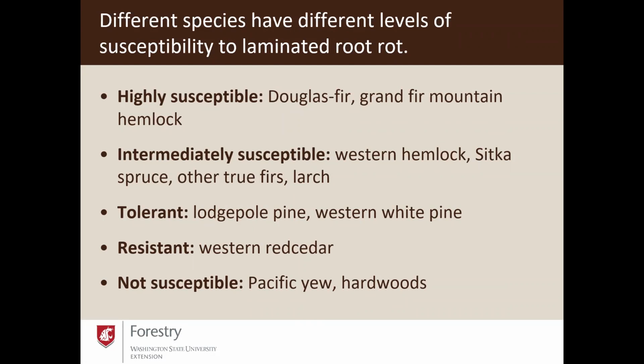So lodgepole pine, western white pine, and then western red cedar is actually resistant. And trees that are not bothered by this disease, on the conifer side, we have Pacific yew, and then hardwood species are actually immune to laminated root rot. So keep this species list in mind, as one of the key strategies for managing this is to replace susceptible species with less susceptible species. So going from your Douglas-fir to maybe your pine or your cedar.